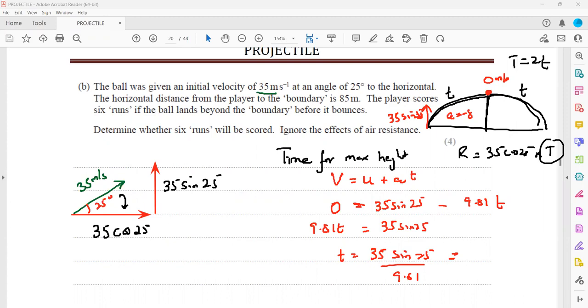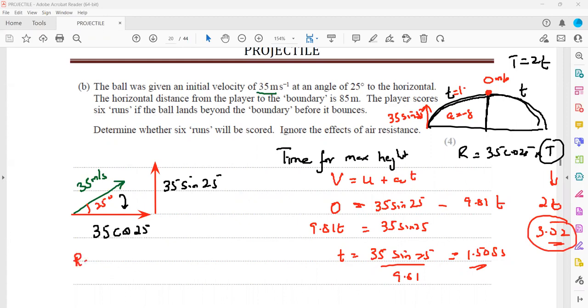So this will be 1.508. Okay, so 1.508 seconds it will take to reach the maximum height. And how much time for the total time of the flight? It will be twice, because this t is actually twice. So the total time of the flight is 2 into 1.508, which equals 3.02. So we have the total time of the flight.